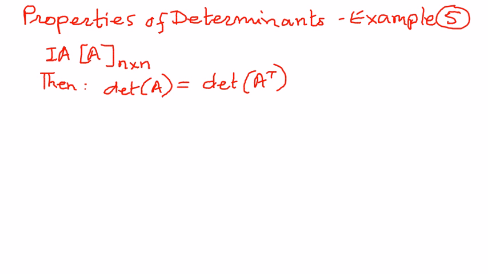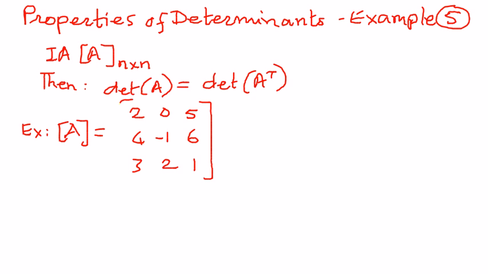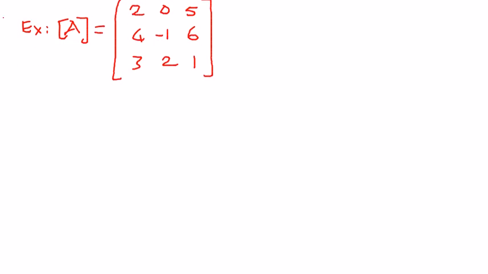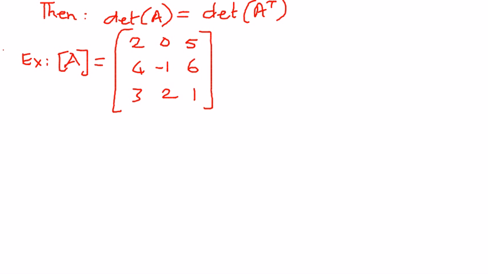Okay, so that is one of the properties of determinants, and we will prove this property by taking a simple example. Let us say we have A as a matrix, and the elements of this matrix are 2, 0, 5, and then 4, negative 1, 6, and then 3, 2, and 1. We want to prove this property, and to do that we're going to follow the following steps. Step number 1, we want to find the determinant of A first.